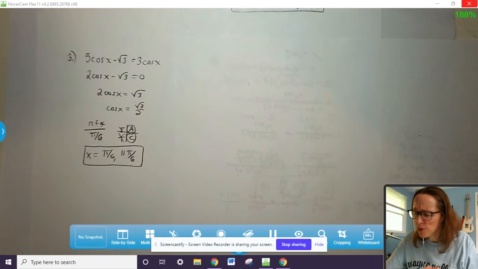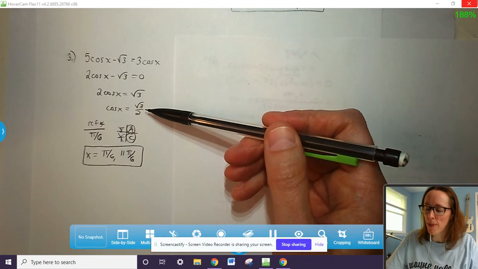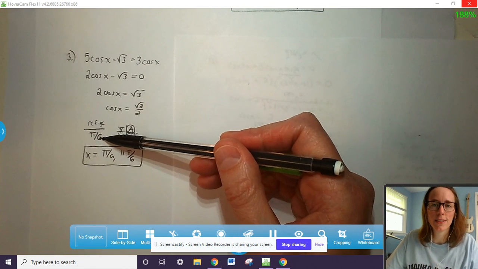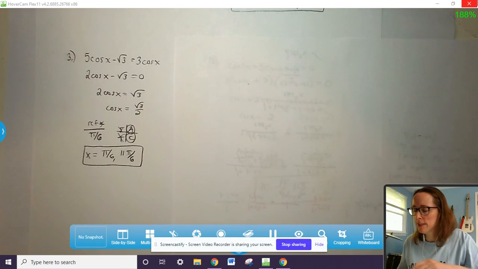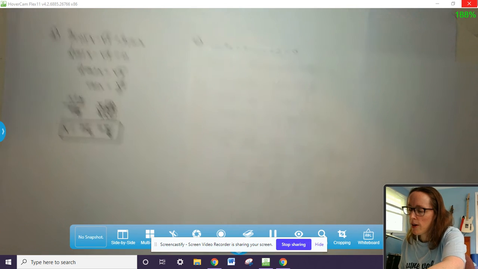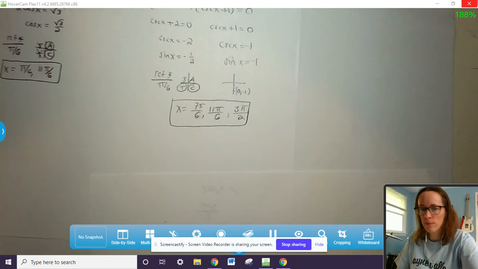Okay, the other really common mistake on this one is using pi over 3 as a reference angle instead of pi over 6. If I'm going to make a mistake, that's usually the one I make, swapping 30 and 60 by accident. Okay, and number 4.